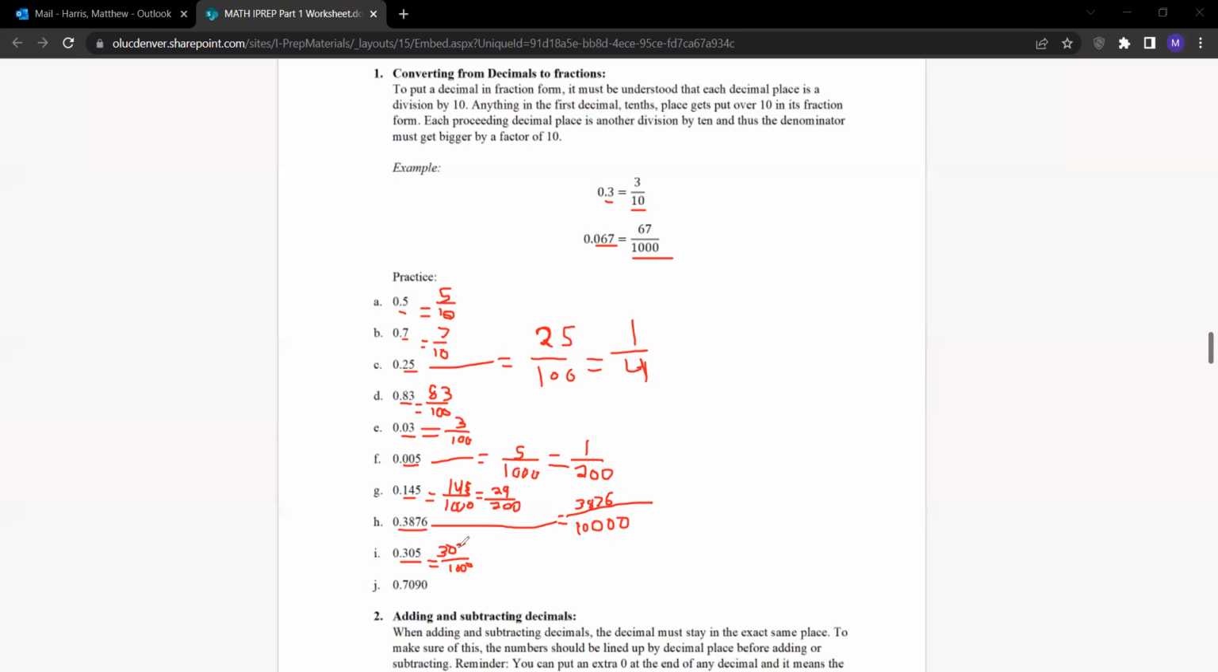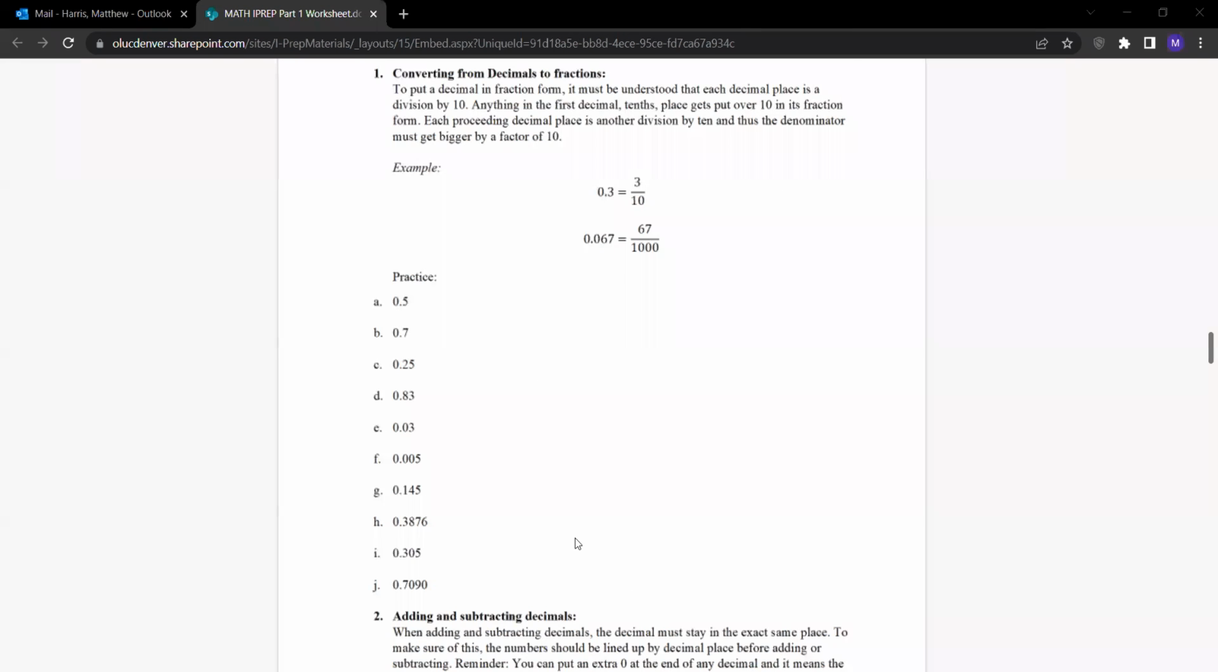$305 over 1,000. On our last one, we have 4 decimal places, so once again, it's going to be over 10,000. It's going to be 7090. We can definitely simplify this one because that's 0, so divided by 10. So 709 over 1,000. All right, so that is changing from decimals to fractions.